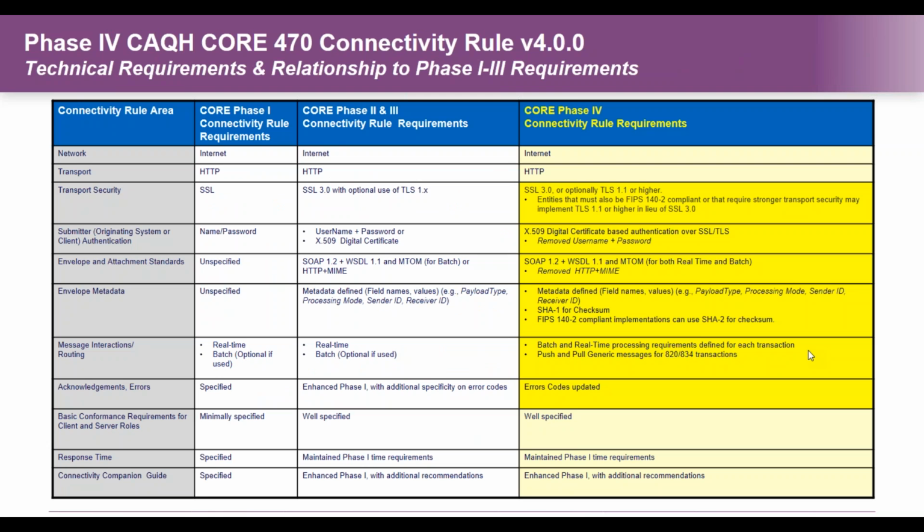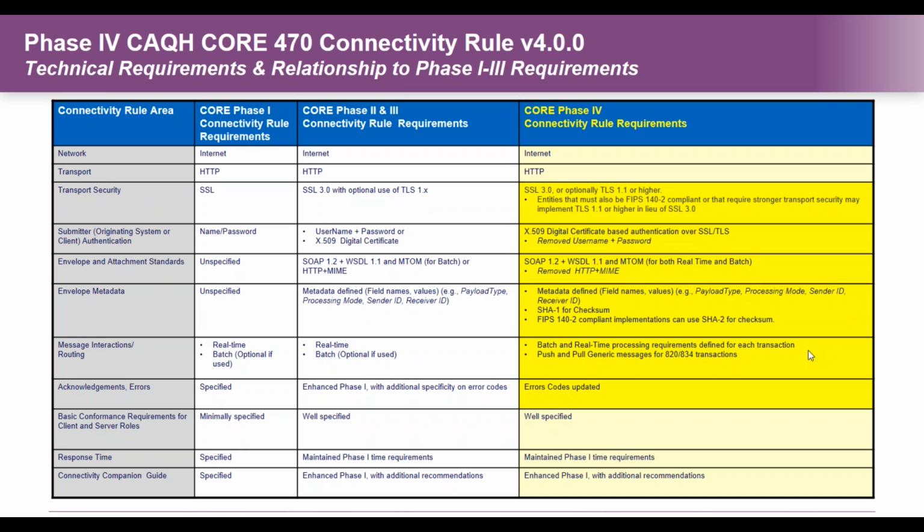So this is a sort of a busy slide. It's further drilled down into the technical requirements of phase 4 and how that relates to the requirements of the previous phases. Just to describe the organization of this information, the column on the left-hand side shows the various functional layers of the connectivity rule, and the other 3 columns have the technical requirements for each of the core phases. Core phase 1 connectivity requirements, and then phase 2 and 3 had the same connectivity requirements, and phase 4 requirements are on the far right.